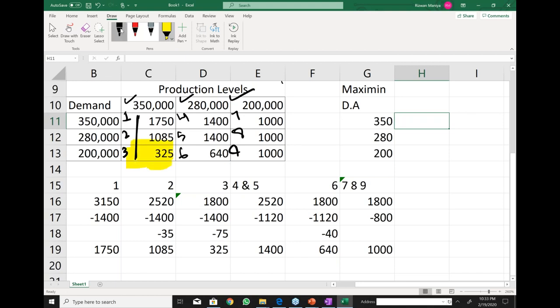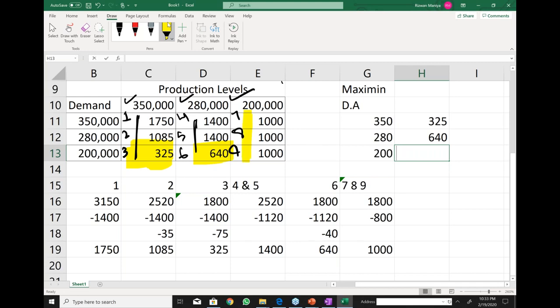325. Okay, so it's 325. Now in 280, which is the minimum one? It's 640. See how easily I'm using the technology and explaining things. Then for DA 200, what is the minimum one? It's 1000. In all three, it's 1000.